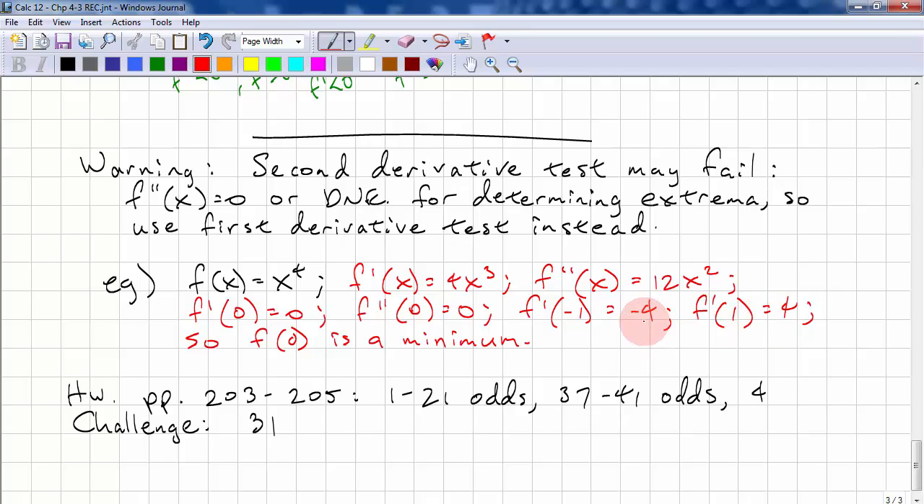This is negative on the left, positive on the right, so f of 0 is a minimum. And that completes this lesson.